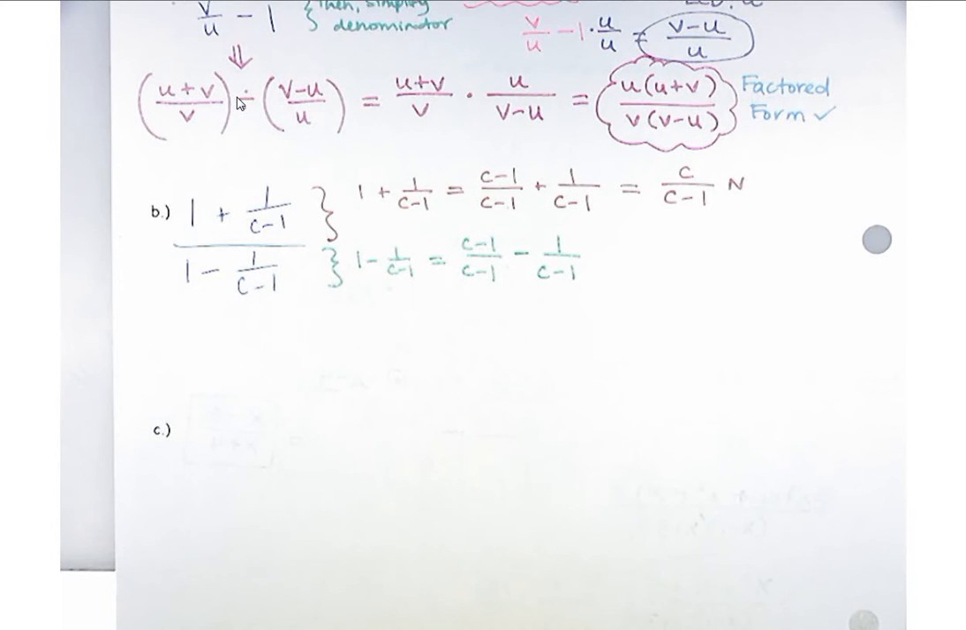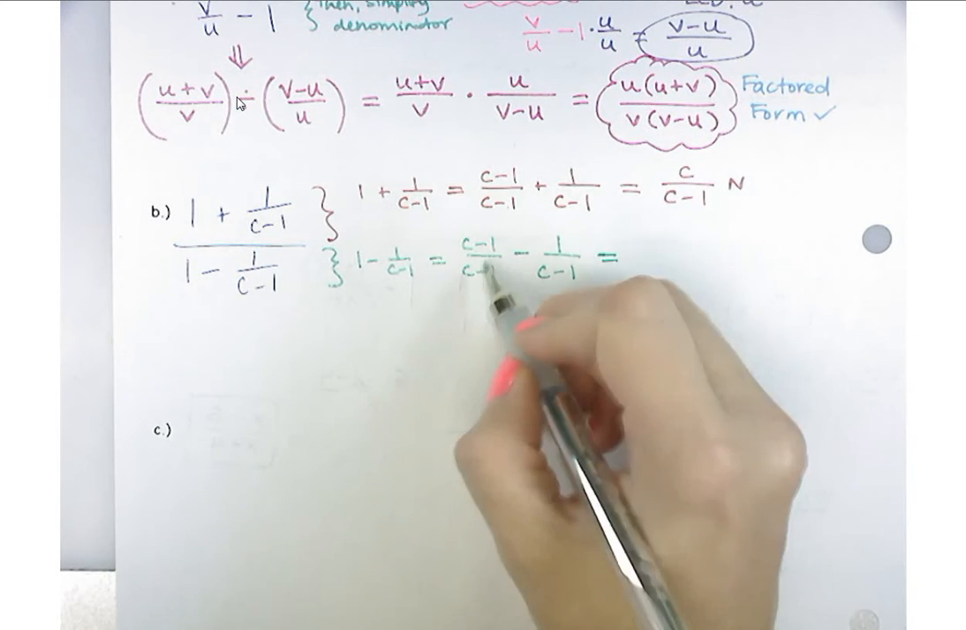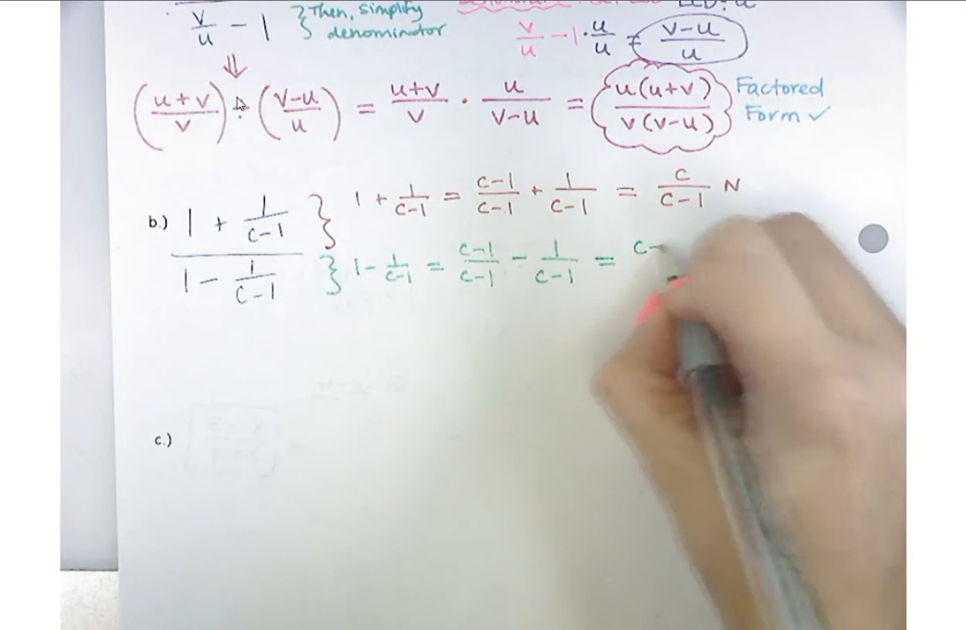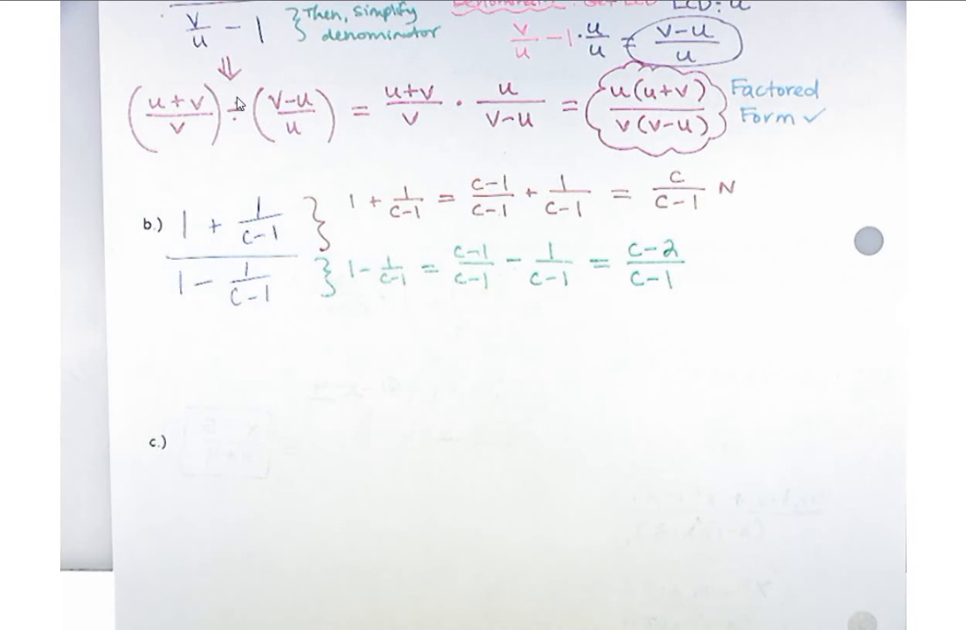A couple on the front, we had to multiply both of them. So now when I subtract, negative 1 minus 1 is going to be minus 2. And then the bottom's going to stay the same. Right? And this is our denominator.